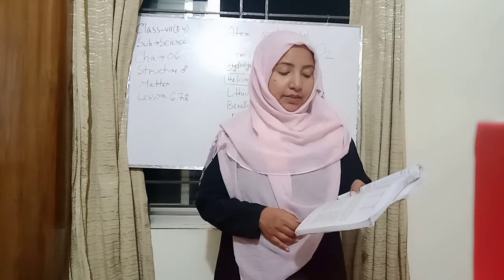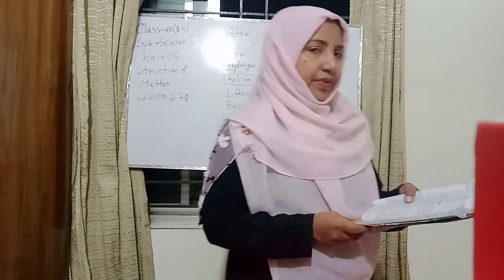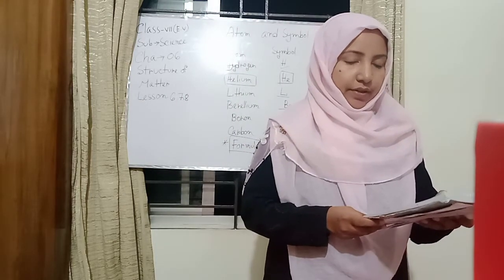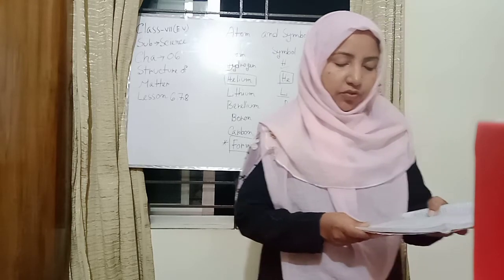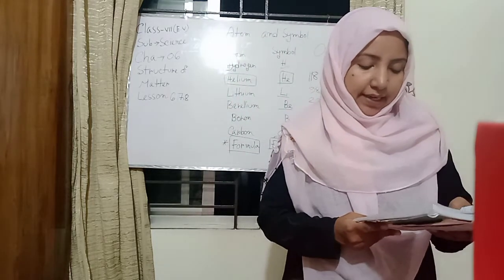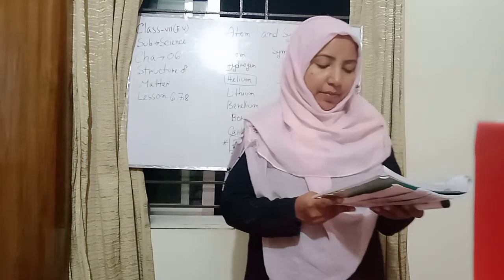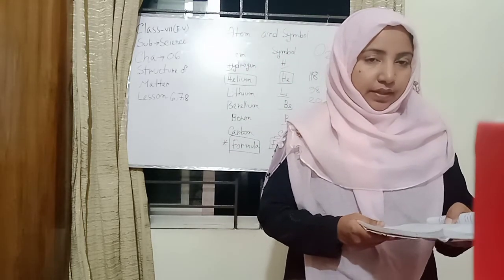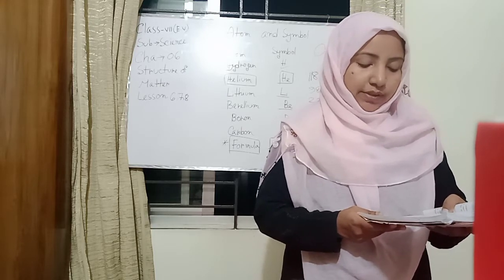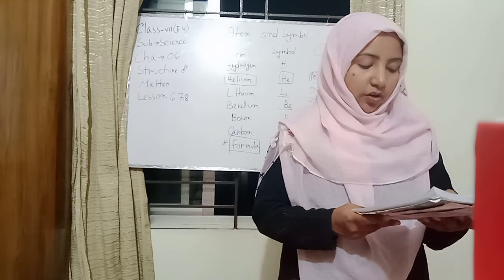A compound's name ends with IDE when it is formed from a metal and a non-metal, or sometimes a non-metal and a non-metal. First is sodium chloride, which comes from NaCl. Na means natrium, another Latin word. Sodium chloride is formed from sodium and chlorine. Second is calcium oxide: calcium and oxygen. Potassium iodide: potassium and iodine. Sulfur dioxide, SO2: sulfur and oxygen. Carbon dioxide, CO2: carbon and oxygen.